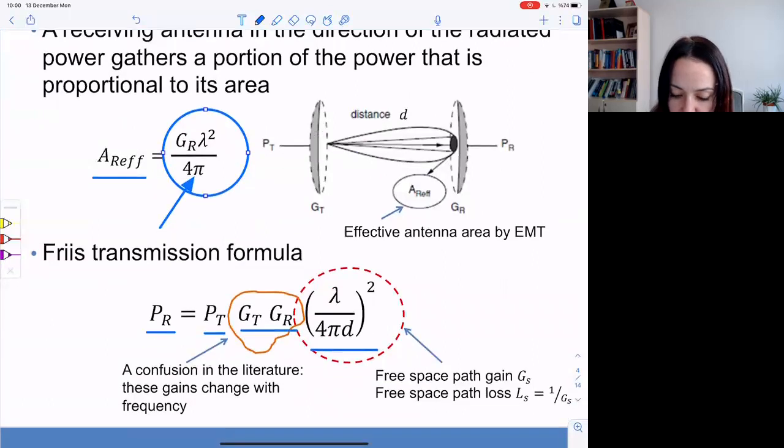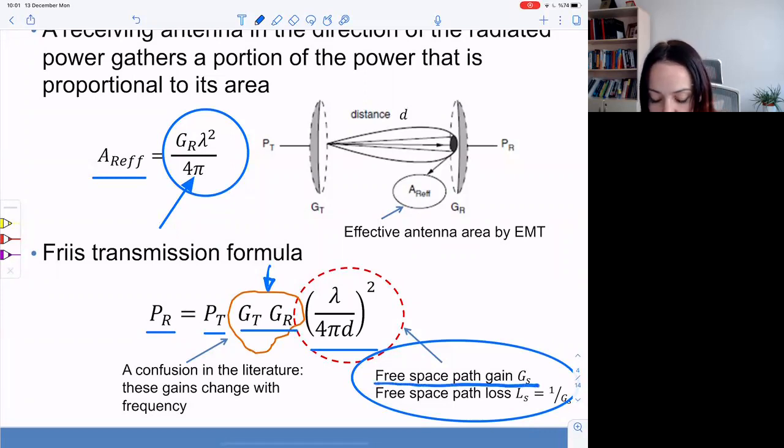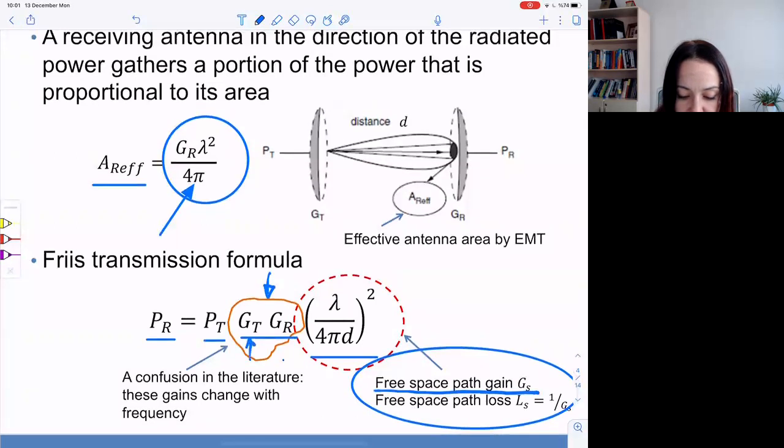And we are going to refer to this term as the free space path gain. Of course, we expect it to be less than 1. We really expect it to be a loss. But since it's a multiplicative factor, together with these other multiplicative factors, we're going to name it free space path gain. And the other two factors are the transmit and receive antenna gains. Are there any questions so far?